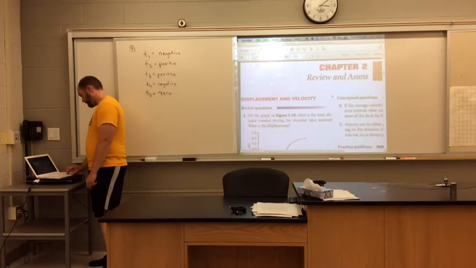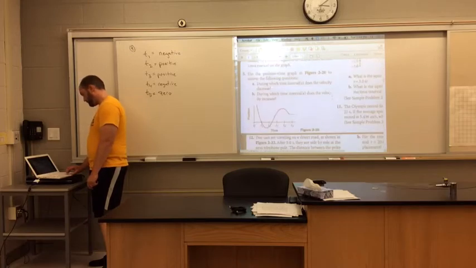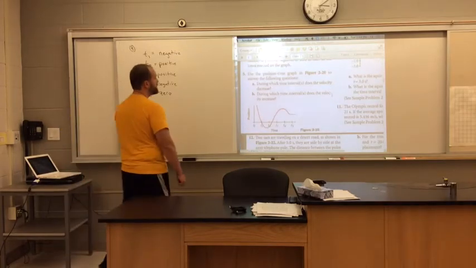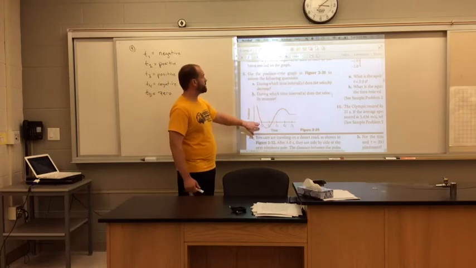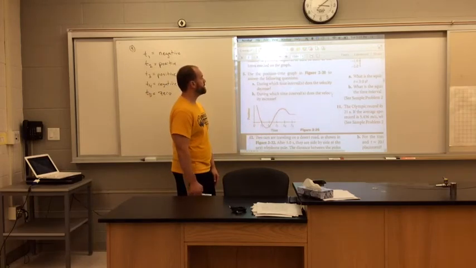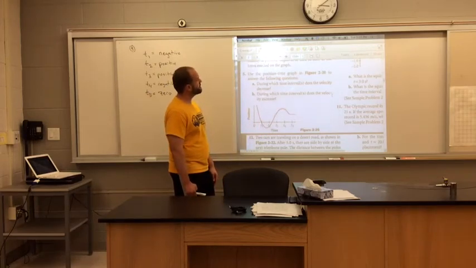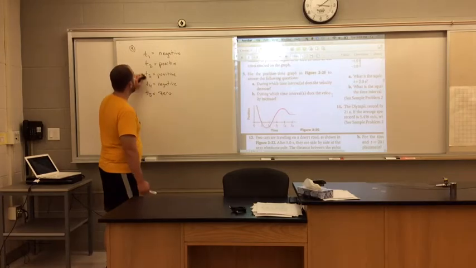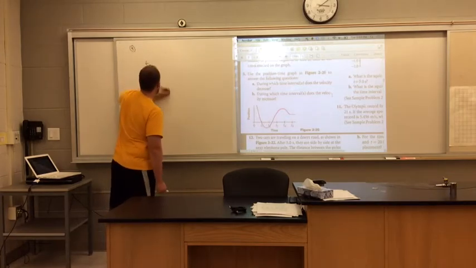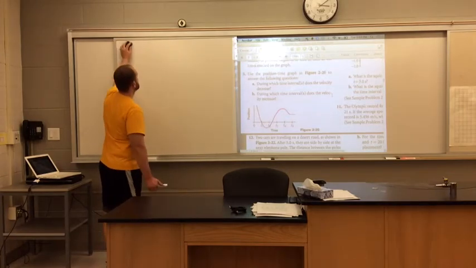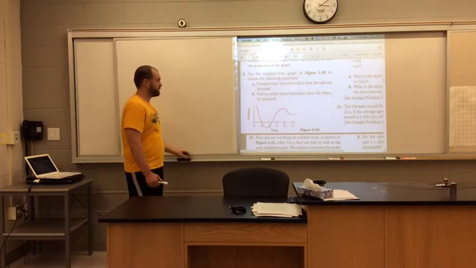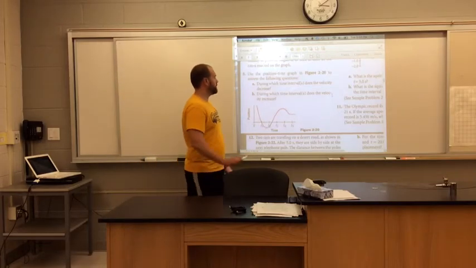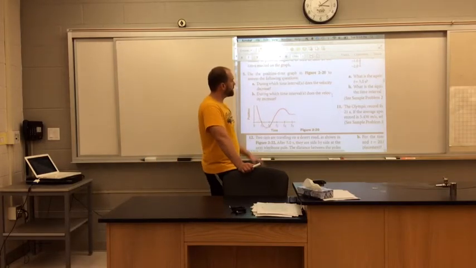There's 5. 4, there's 5. Okay, this one says, use the position-time graph in figure 2.20 to answer the following questions. During which time intervals does the velocity decrease? During which time intervals does the velocity increase? So we're talking about velocity decreasing and velocity increasing, which is technically acceleration. All right? So we want to see, they're not just asking you where's the velocity negative, where's the velocity positive.